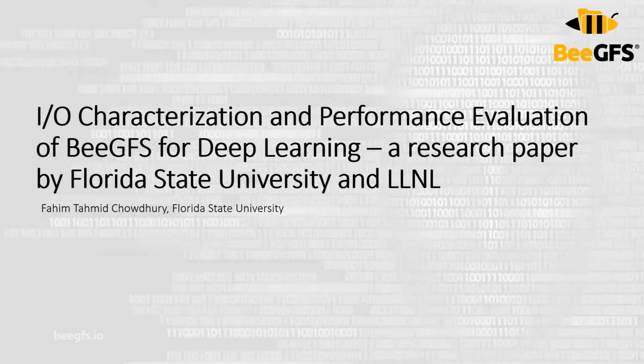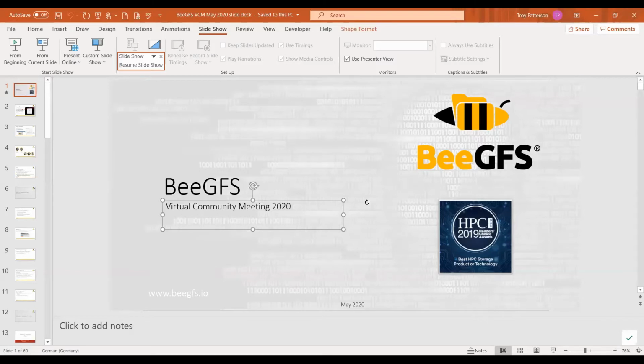So this project was one of the very first exploration projects that I undertook as a PhD student. And last year we published our work in the International Conference on Parallel Processing, or ICPP 2019. And this research paper was titled I/O Characterization and Performance Evaluation of BeeGFS for Deep Learning. So without further ado, okay.